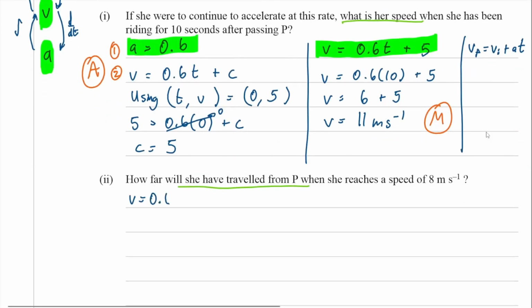So we know the speed equation, 0.6t plus 5. Distance will be the antiderivative of that, which is 0.6t squared over 2 plus 5t plus c. And 0.6 over 2 is 0.3.